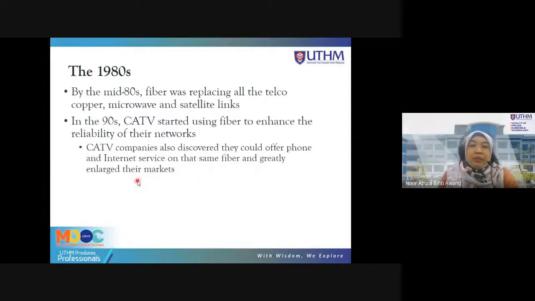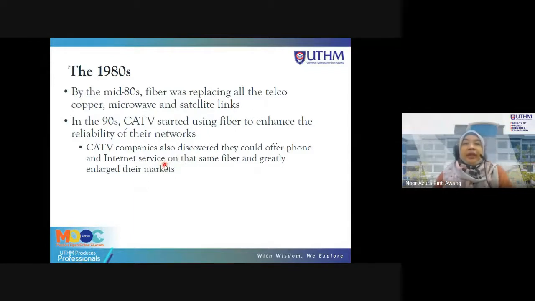With telco copper, we need to use one wire for each different piece of equipment or different service. For example, if you use fiber, we only use one fiber that can cover phone and internet service.